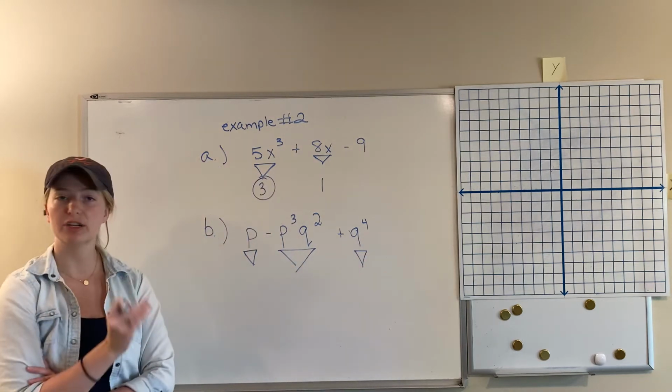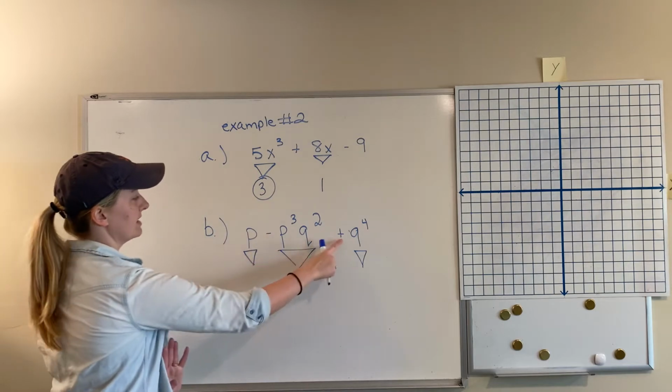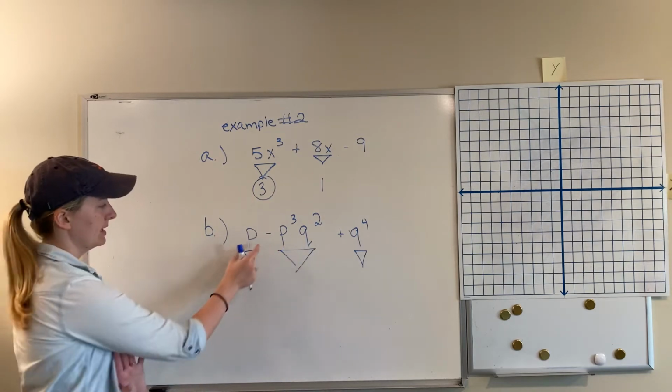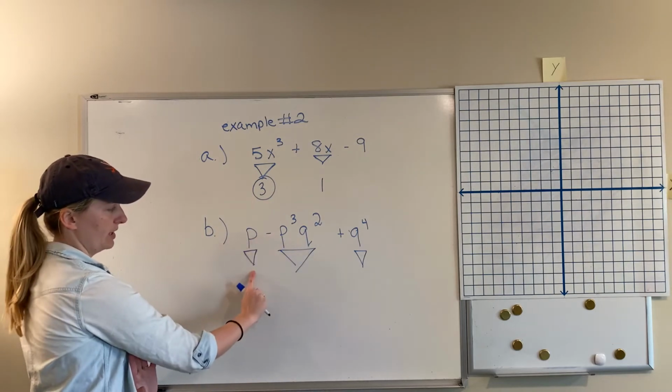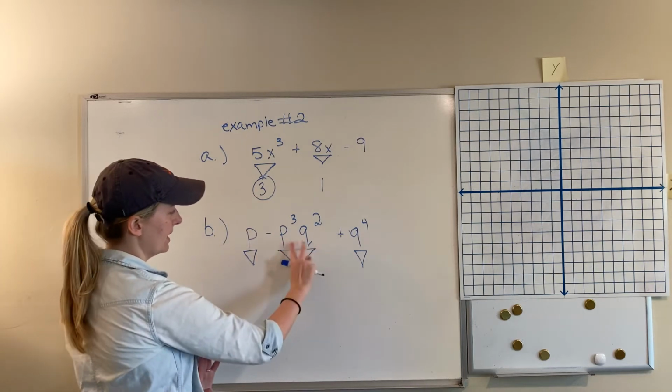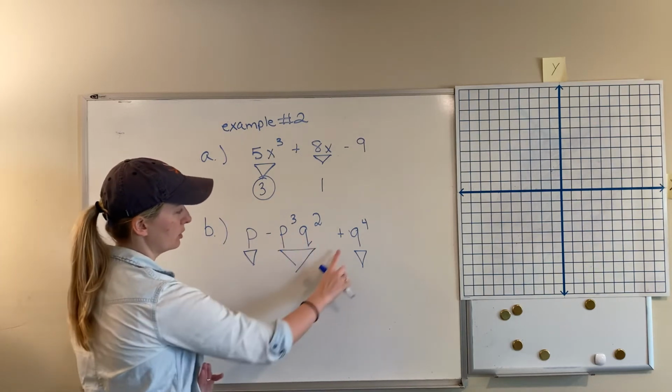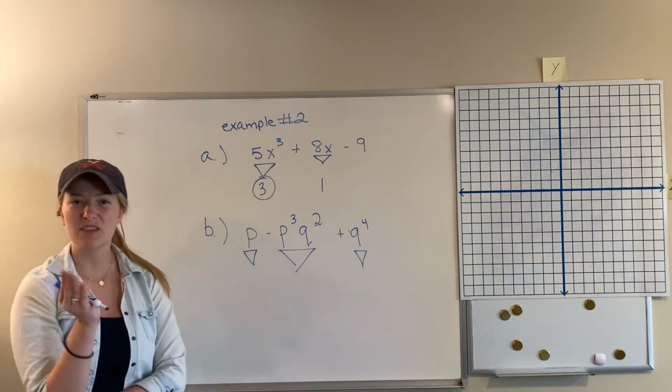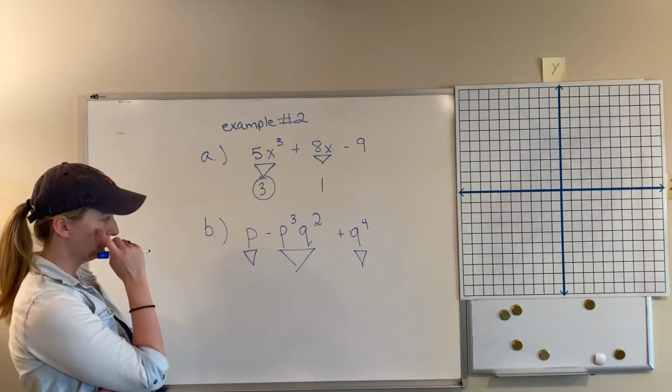And remember, I said you know what your terms are because they're the things separated by your plus or your minuses. So p minus, so p is its own. What's in between the plus and minus? pq, that's its own term, plus 9. So your terms are the things separated by your plus or minuses.